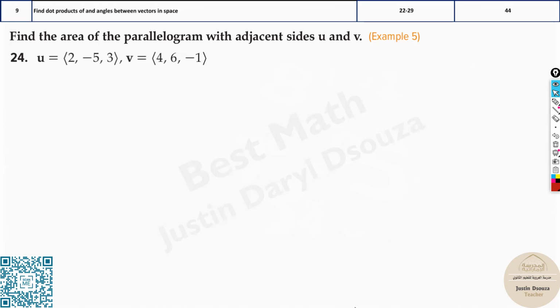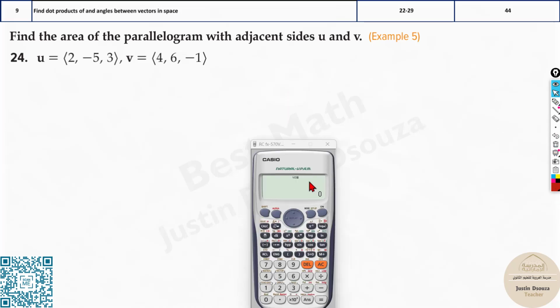Now to find the area of a parallelogram, it is so easy. All you need to remember is the formula, that is the cross product of the vectors u and v, and then find its magnitude. Everything can be done directly in the calculator, so I'm just going to use the calculator. If you want to remove all the saved vectors, you can press shift 9 3 equal AC and clear it off. Now all the saved vectors are gone. Now you can start again.